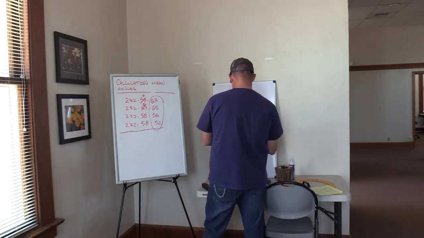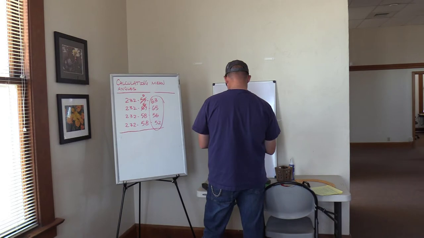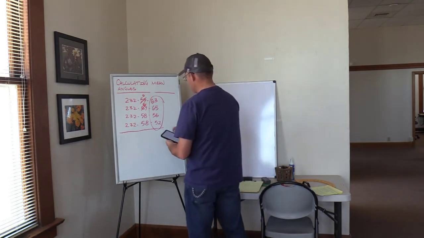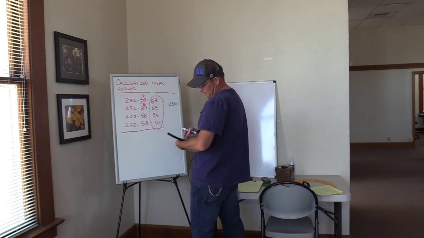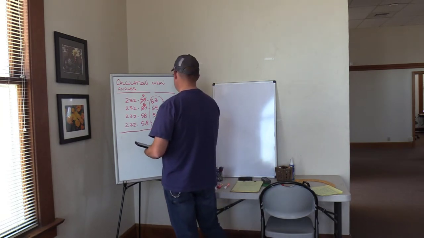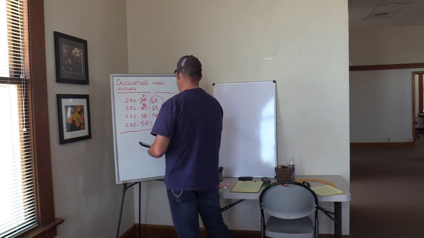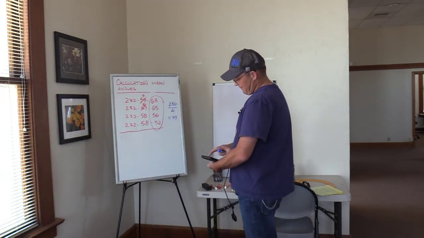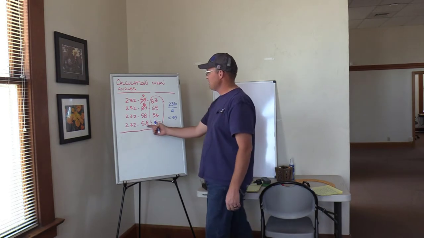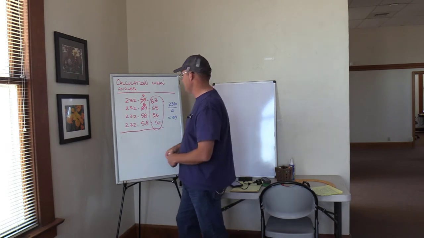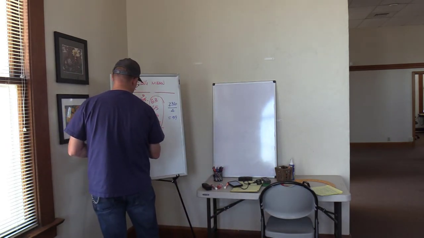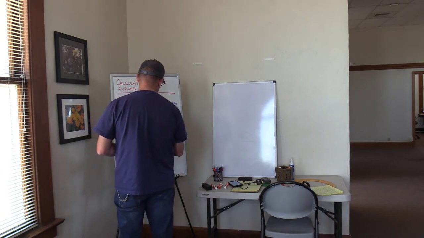So let's do that math real quick. We got 63 plus 65 plus 56 plus 52. That is 236. We're going to divide that by 4. And that gives us 59. All right, now here's your rule of thumb. If your number is below 60, you're going to use the lower minute, the 58. If your number is above 60, you've got to use the 59. So in this case, we're 232, 58, 52.